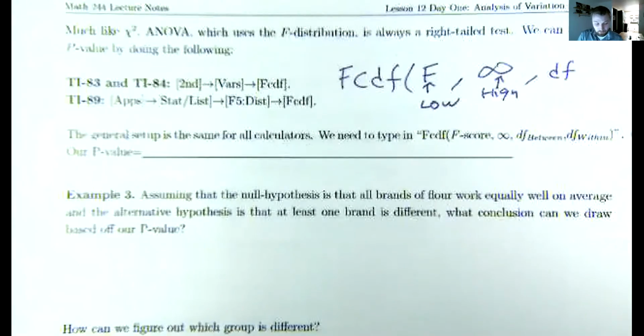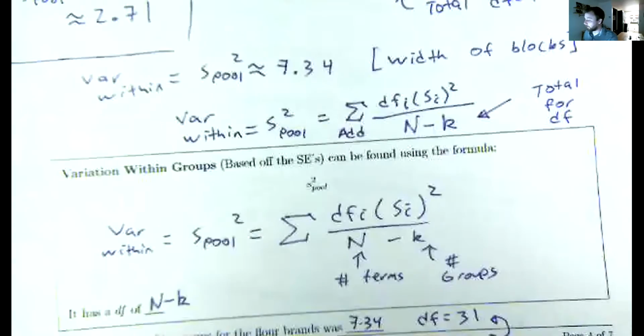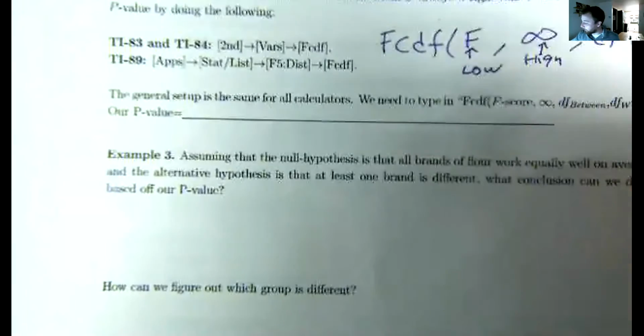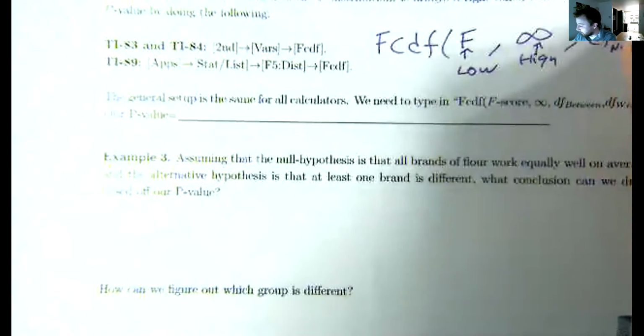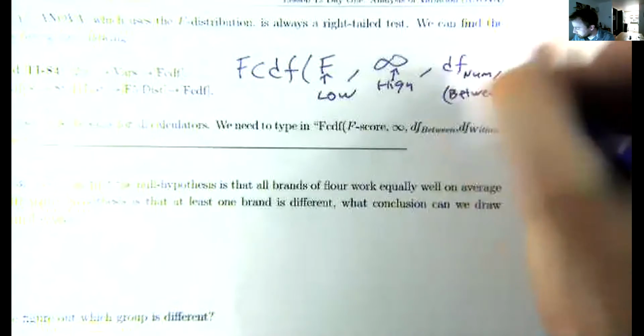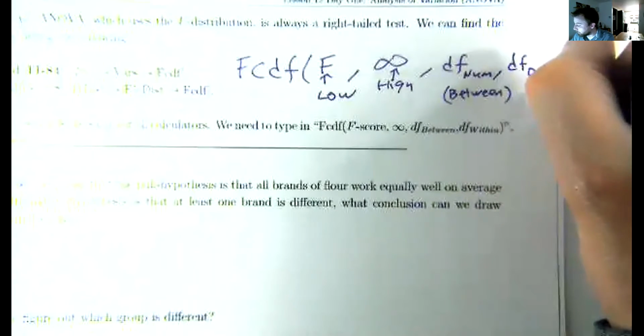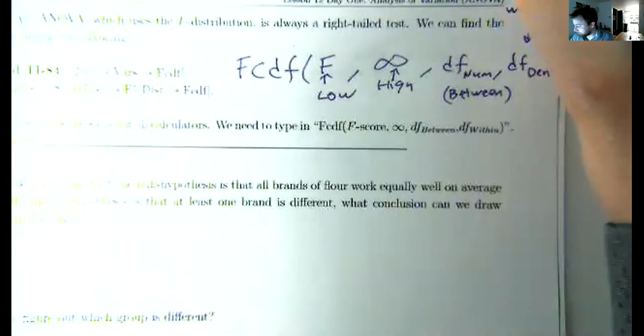The only problem here, and it's not necessarily a problem, just something we have to be aware of, when we came up with the variation between groups, that had a degree of freedom, but when we came up with the variation within groups, that also had a degree of freedom. So when we say degree of freedom, we need to have the degree of freedom for that numerator. When I say numerator, this is that between groups value, comma, the degree of freedom of your denominator. This was your within. I'm going to write this another way.